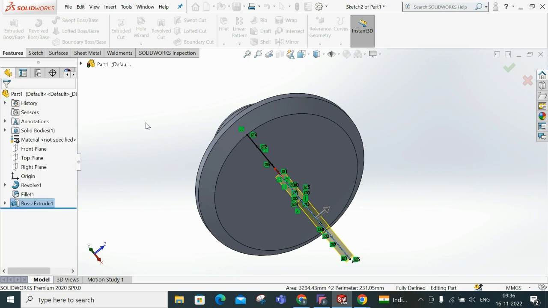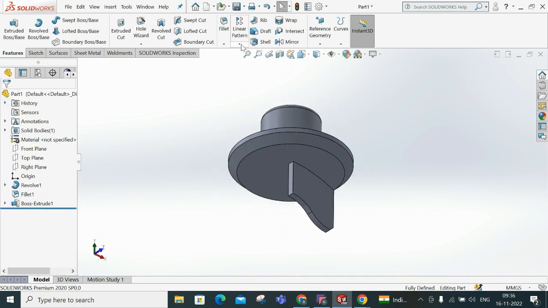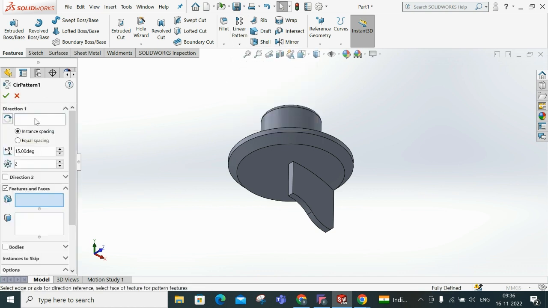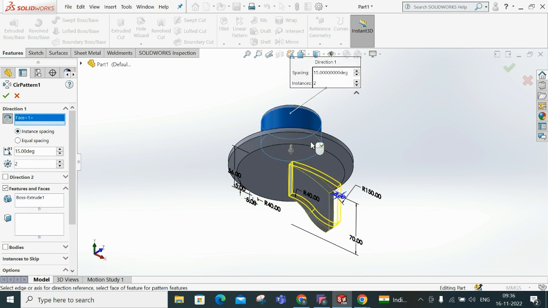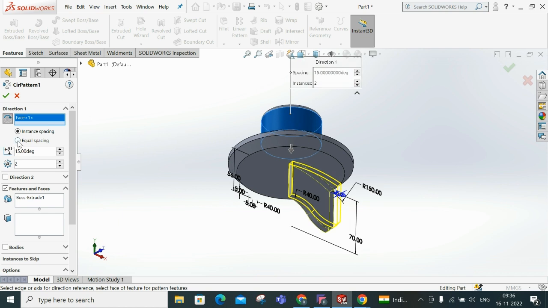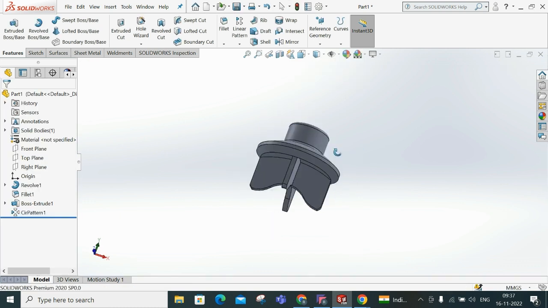Okay. And the next step is to pattern this thing. Circular pattern, right? Circular pattern. As the feature to pattern, here the extrude, and as the direction I'm selecting this circular face, and give equal spacing, 360, number of instances as 4. Okay. This is the thing. Understood?